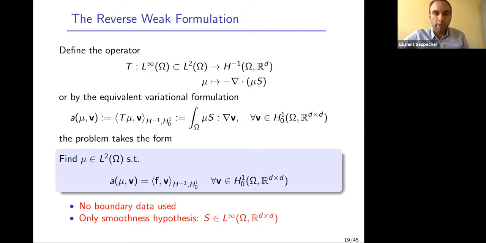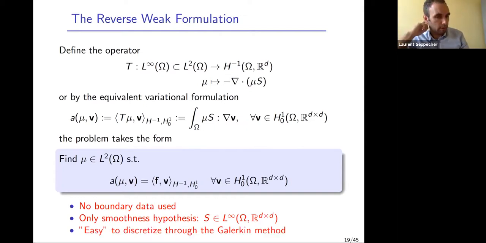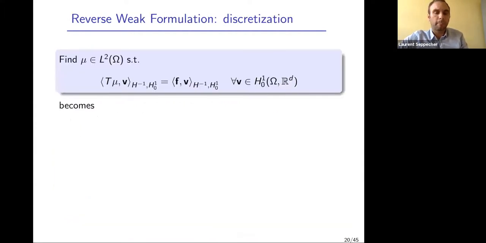Okay, so let's try to see what we can say on this problem. And it's quite easy to discretize with Galerkin because it's a variational formulation. So you can use the Galerkin approach to give a discrete version of this reverse weak formulation, as you do for the classic weak formulation. Okay, so let's try to give a numerical approximation of this problem.